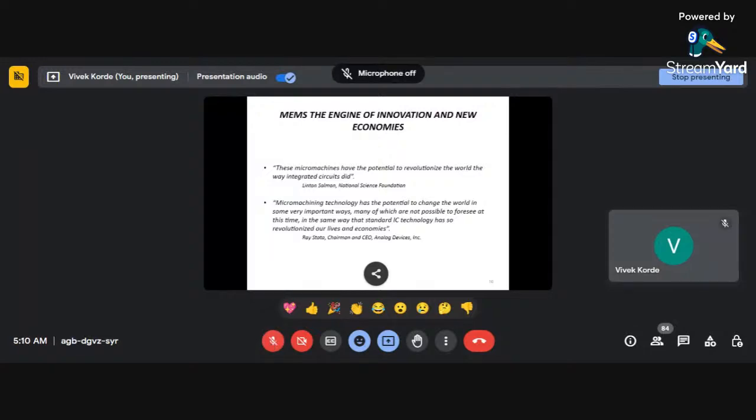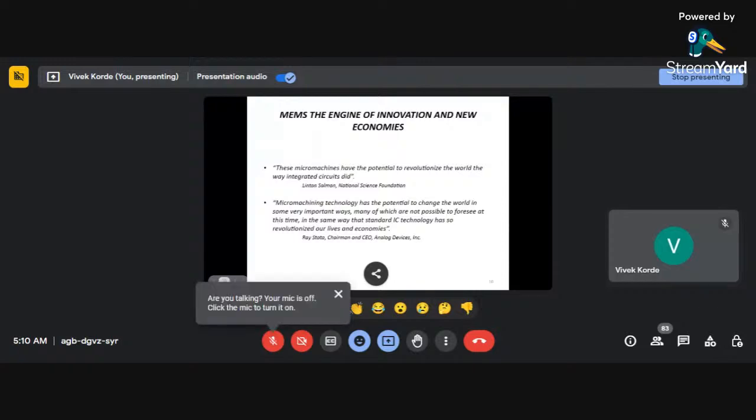MEMS, the engine of innovation and new economies. Now, these micro machines. Now, what are MEMS? It is micro electromechanical systems. So these micro machines are working as a micro machine, and they have the potential to revolutionize the world the way integrated circuits did. That statement was made by Linton Salman, a very popular statement.